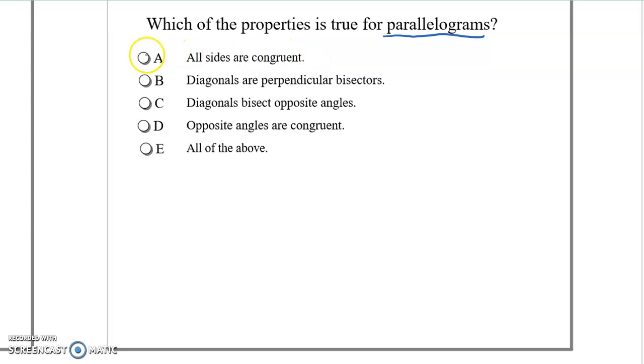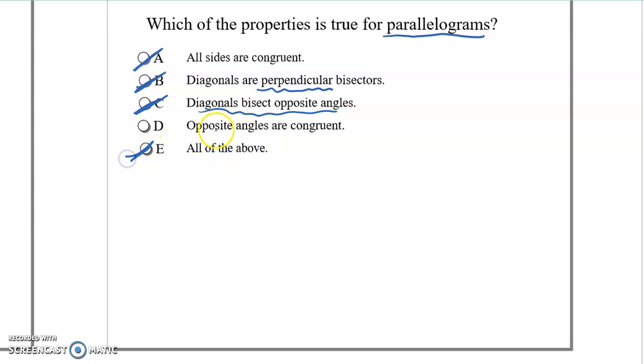All its sides are congruent? No, right? That's only in a rhombus. Diagonals are perpendicular bisectors? No, they're bisectors. They're only perpendicular in a rhombus. Diagonals bisect opposite angles. That's only in a rhombus.